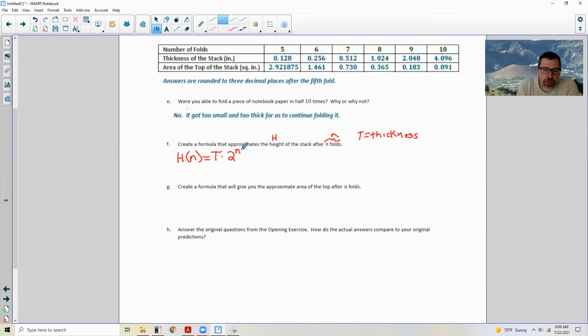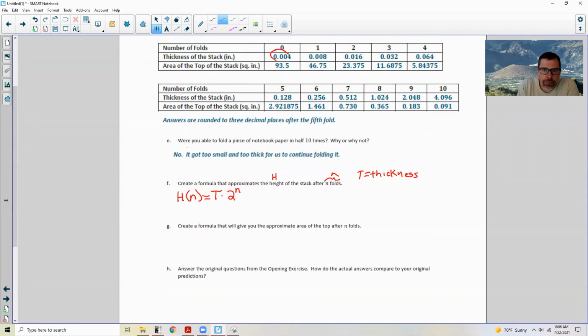So if n is 0, 2 to the 0 is 1. Thickness that we started with, which was 0.004. So h of 0 folds would be 0.004 times 2 to the 0, which is 1. So it would be 0.004 times 1, which is 0.004. Change n to 1, and that'd be 0.004 times 2 to the 1, or simply 2, and 0.004 times 2 is 0.008. I just check a few of these, make sure it sounds right. And then for n equaling 2, I'd put 2 to the n, which would be 2 squared, which is 4, and 0.004 times 4 is 0.016. So it looks like it's working.